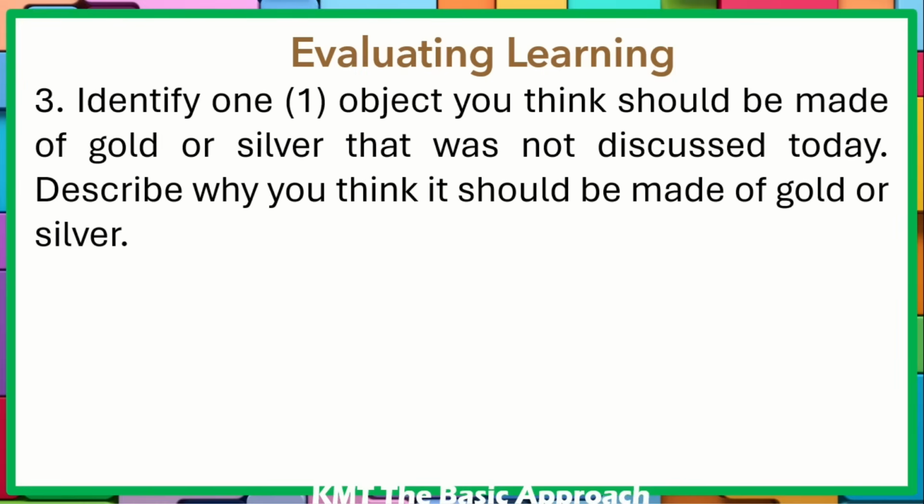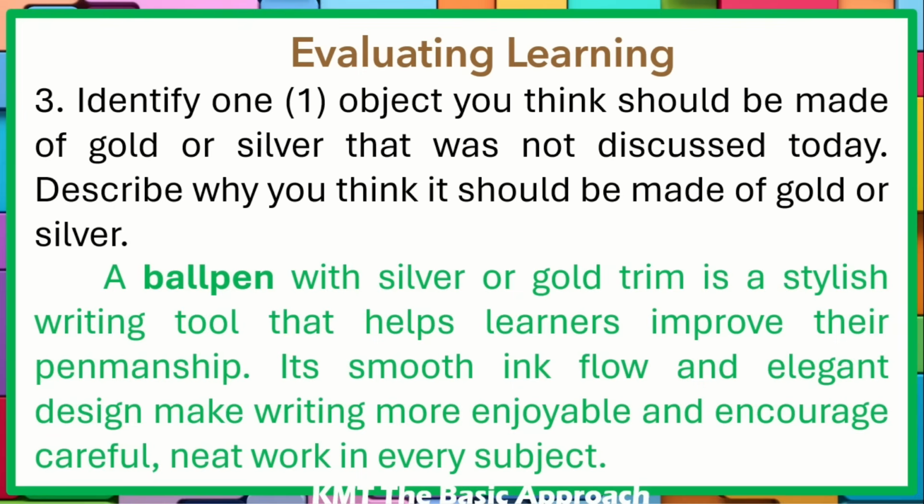Number 3. Identify one object you think should be made of gold or silver that was not discussed today. Describe why you think it should be made of gold or silver. Here is the possible answer. A ball pen with silver or gold trim is a stylish writing tool that helps learners improve their penmanship. Its smooth ink flow and elegant design make writing more enjoyable and encourage careful, neat work in every subject.